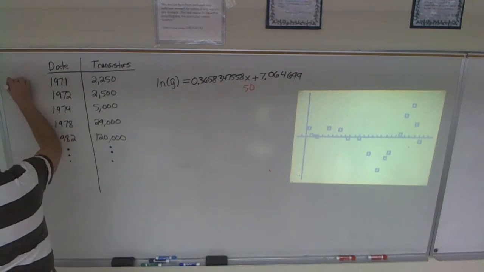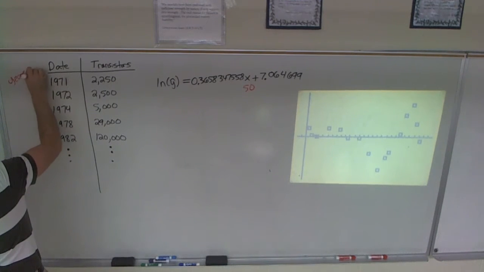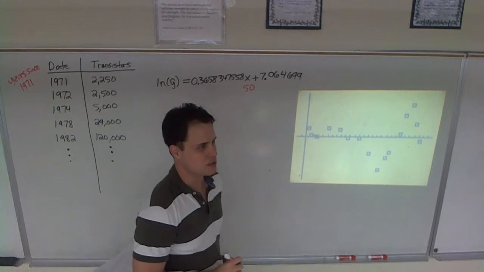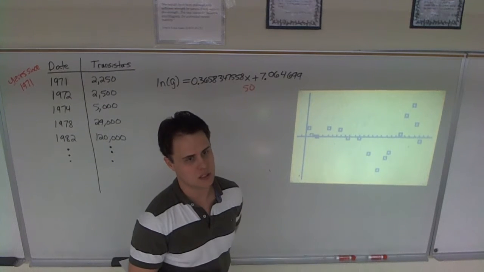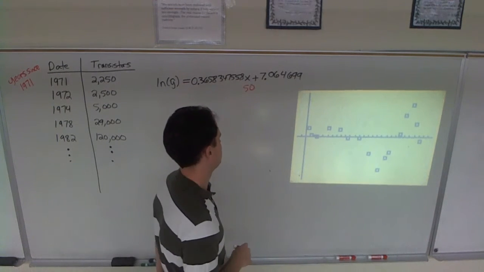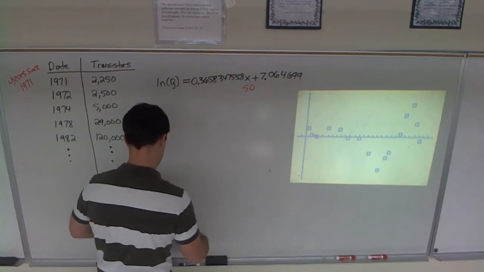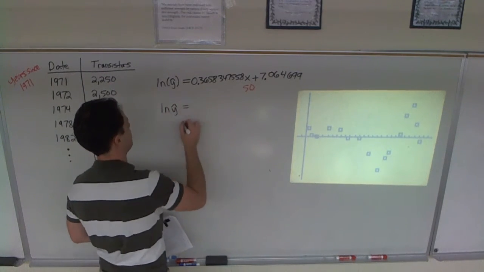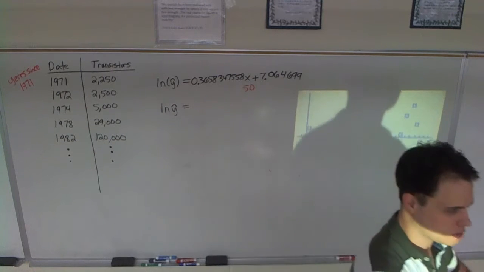Remember, we went years since 1971. There are 50 years from 2020, 1971. Okay? So now I'm going to stick that into my calculator and get it. That's going to be equal to the natural log of y hat, and we're going to have to do something to get y hat.